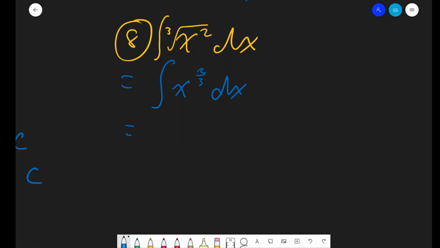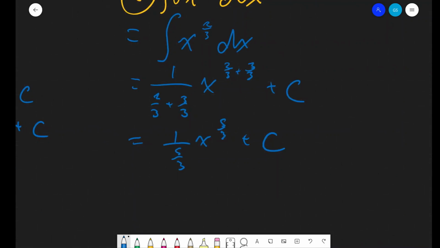Now, integrating this, so this would just be 2 over 3 plus 3 over 3, 1 over that, x^(2/3 + 3/3) plus c, right? So 2 plus 3, 5 over 3, x^(5/3) plus c. And then again, if your denominator is a fraction, the denominator of that fraction can just go up top. So that becomes 3 over 5, x^(5/3) plus c. That is it for that one.